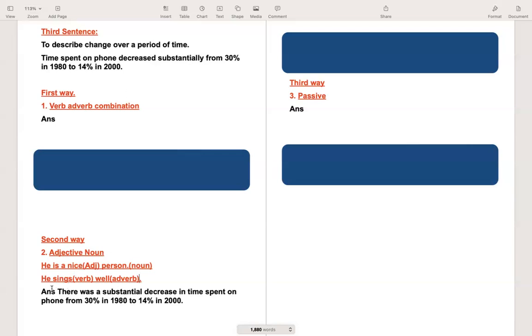The time spent on phone, it's in place of he. In place of sings, I put decreased. And in place of well, I put substantially because it was a substantial decrease from 30% to 14%. Is verb adverb clear?